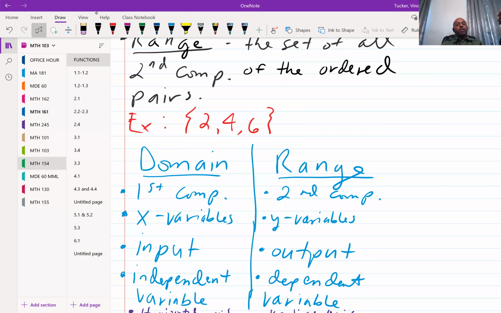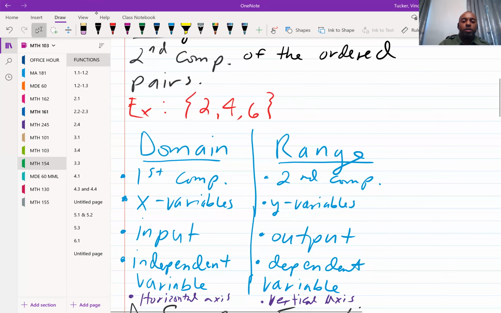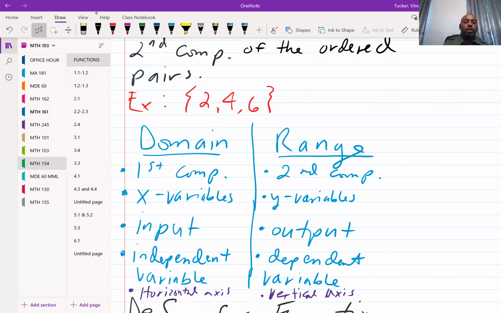So next we just have a complete comparison between domain and range, like you already mentioned, first component versus second component. That means your domain will be your x variables and your range will be your y variables. Domain is input, range is output. Domain is the independent variable, range is the dependent variable. And that also means your domain will be your horizontal axis while your range is your vertical axis.